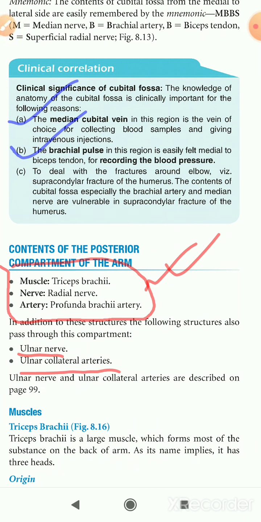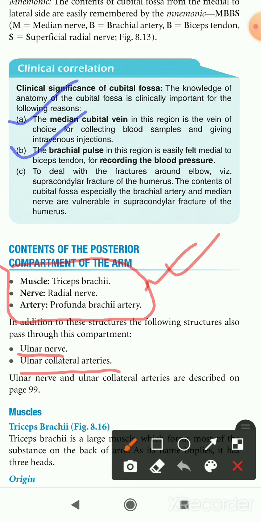Okay, there is some more clinical importance of the cubital fossa. The median cubital vein lies in this region, and it is frequently chosen for collecting blood samples. And we already said that for measuring blood pressure we need to feel the brachial artery pulsation. Now let's see which one is the median cubital vein, and from this vein we collect the blood samples for any blood test like CBC, ESR, whatever you can say.